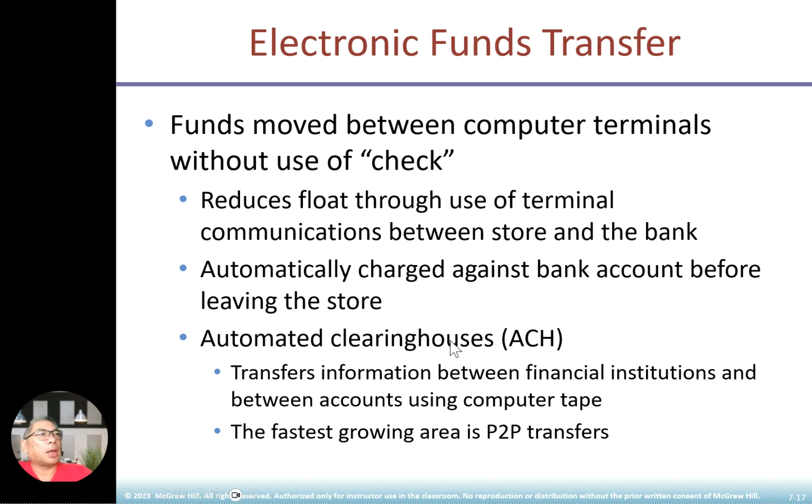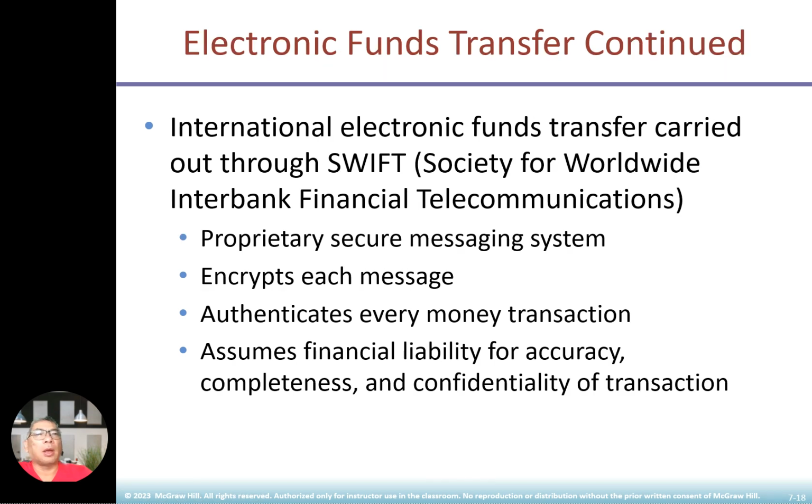There's the Automated Clearing House, ACH, which transfers information between financial institutions and between accounts using computer tape. The fastest growing area will be P2P transfer. For international transfer, there is SWIFT. We call it the Society for Worldwide Interbank Financial Communication.